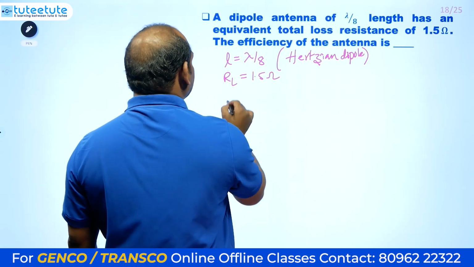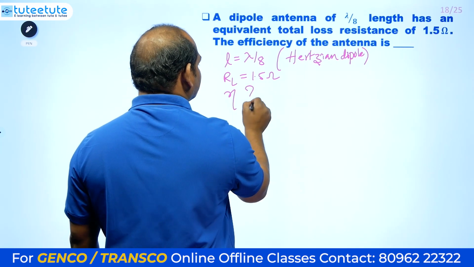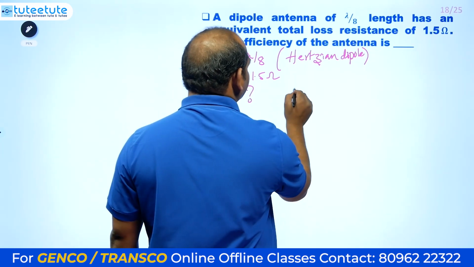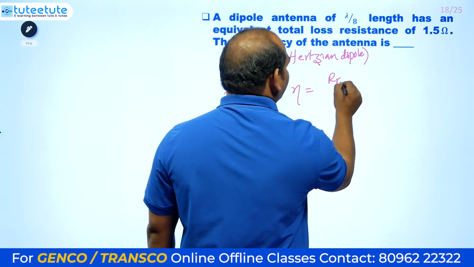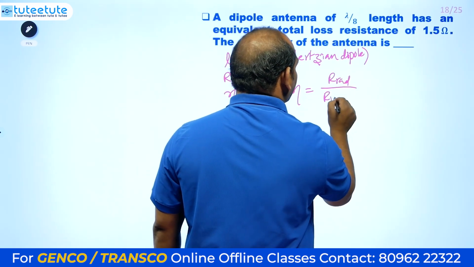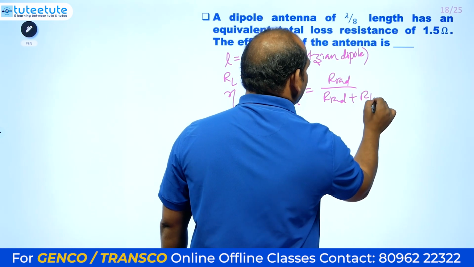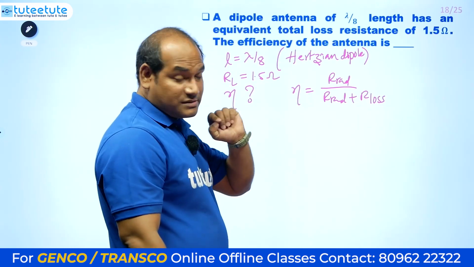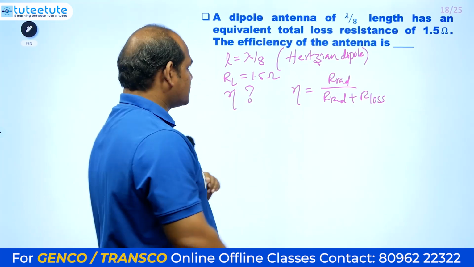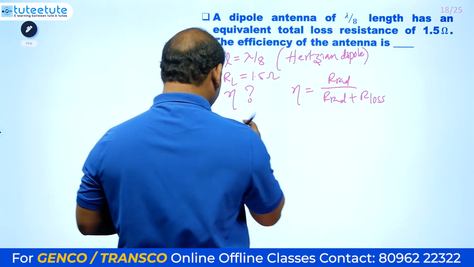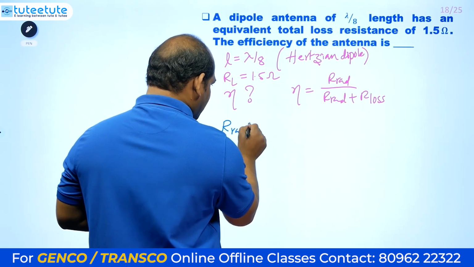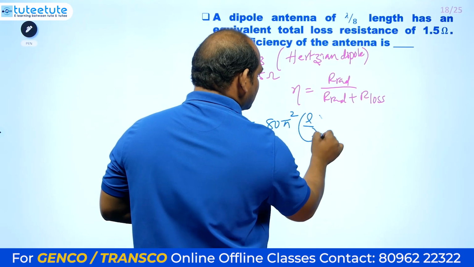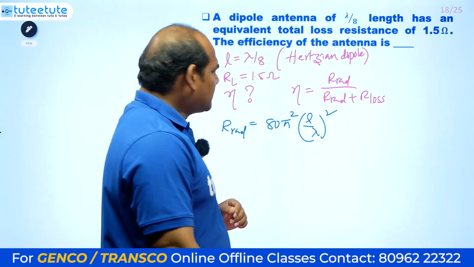They are asking the efficiency of the antenna. Efficiency is generally represented with eta. So what do we need to calculate? Efficiency is given by radiation resistance divided by radiation resistance plus loss resistance. They have given the loss resistance, but we don't have the radiation resistance. For the Hertzian dipole, the radiation resistance formula is 80 pi square into L by lambda whole square. This formula you need to remember.